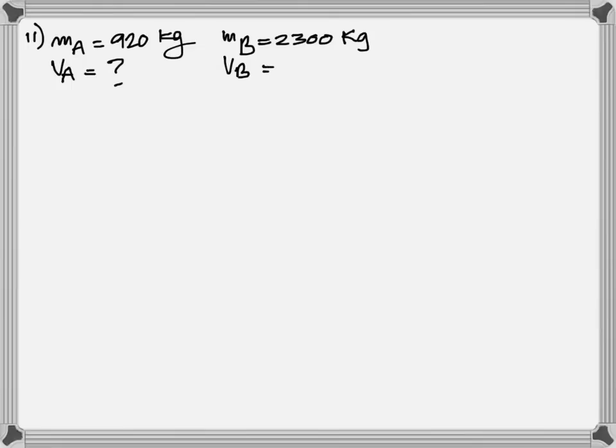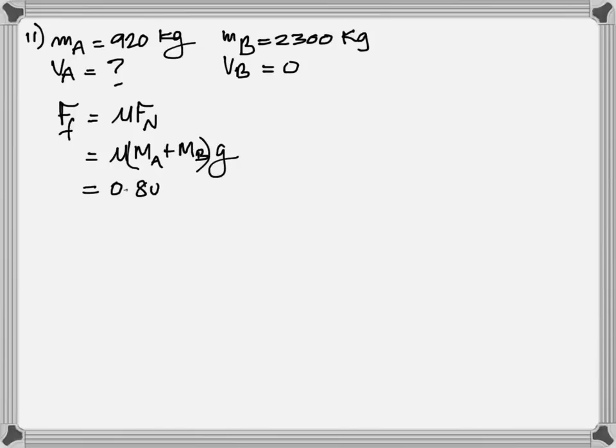In the 11th question, the sports car has mass 920. We have to find its velocity. The SUV is of 2300 kilograms and it's not moving. This is a multi-step problem. First, friction is mu times Fn, which is mu times the sum of the masses times g.